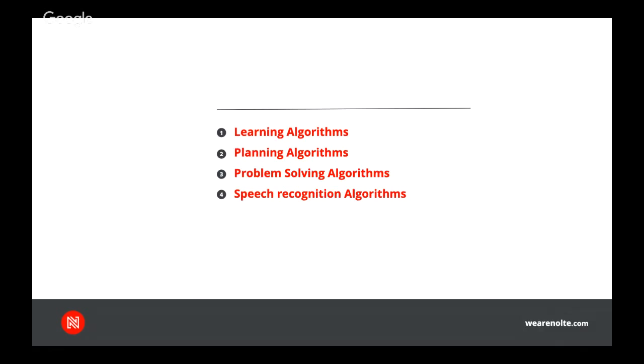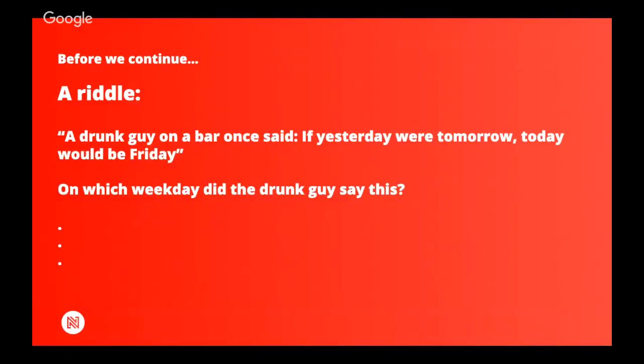So before we continue, I have a riddle. A drunk guy in a bar once said, if yesterday were tomorrow, today would be Friday. On which weekday did the drunk guy say this? Take a moment to understand the question. And, well, I'm going to continue.